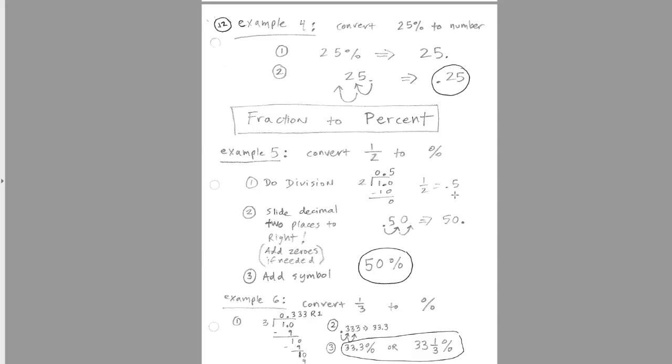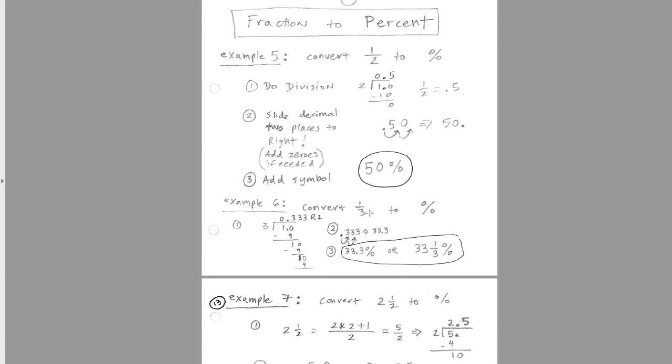So I get 0.5. Since I'm going from a number to a percentage, I slide, whoop, whoop, 2 to the right, and then add a percentage symbol. How about 1/3 to a percentage?